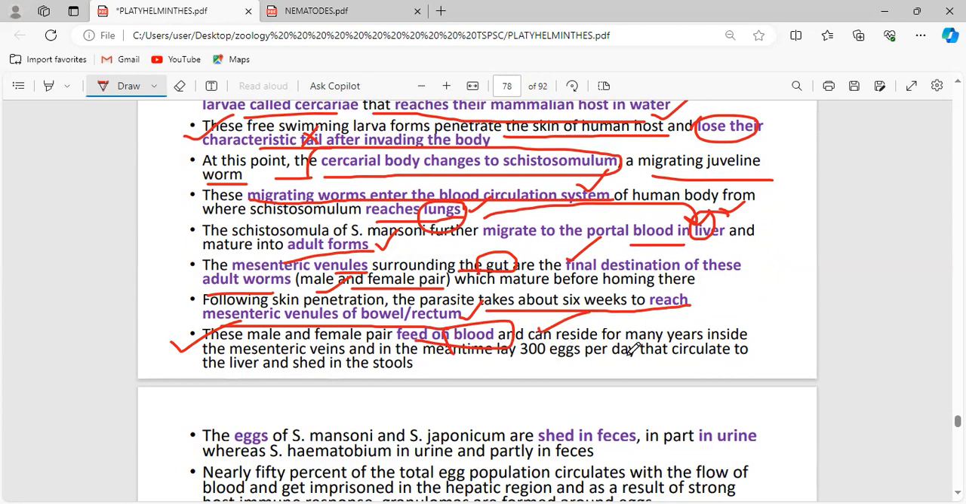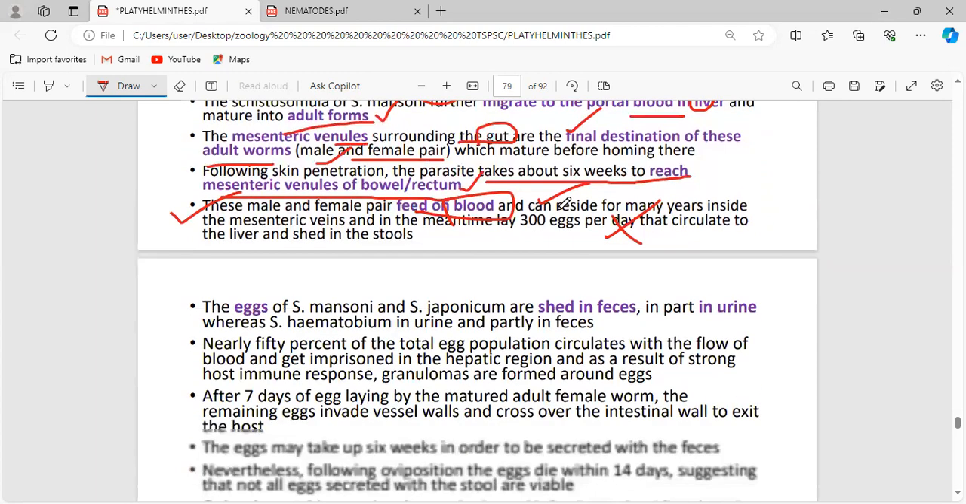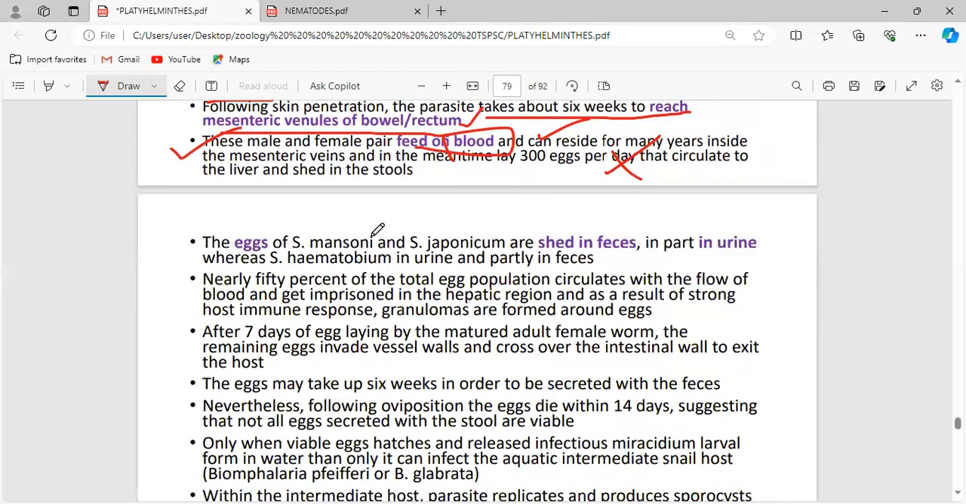These male and female feed on the blood. We know that. This is the only important thing. Other things are not important. They feed on the blood and hatch out many eggs when they are in the intestine. Now, these eggs will be present in the intestine. They will be released by the human in the fecal matter and in part in the urine.